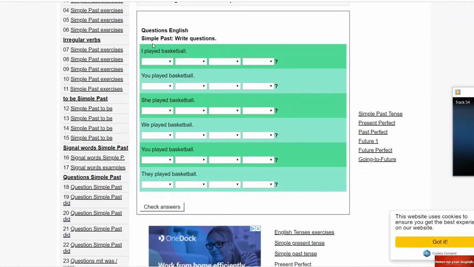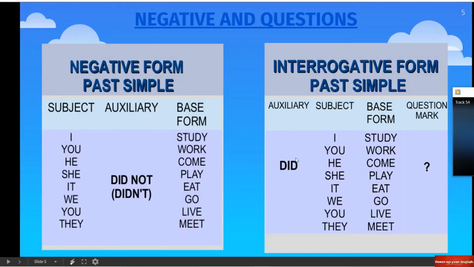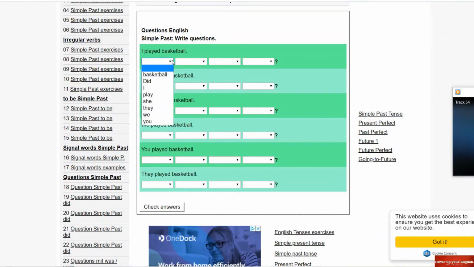So here we're going to practice some questions. As you can see here, you have question marks everywhere. And we have the affirmative form and we need to write the question. So for example, I played basketball. So do you remember what goes in front? Let's go and check our rule. So first we need our auxiliary did, then the subject, then the base form of the verb, and then of course the question mark.